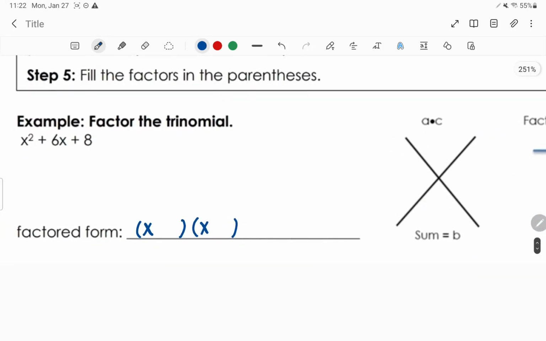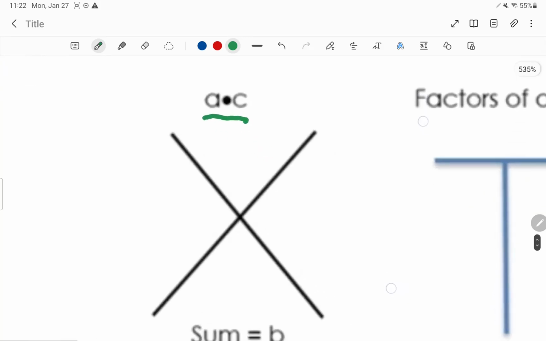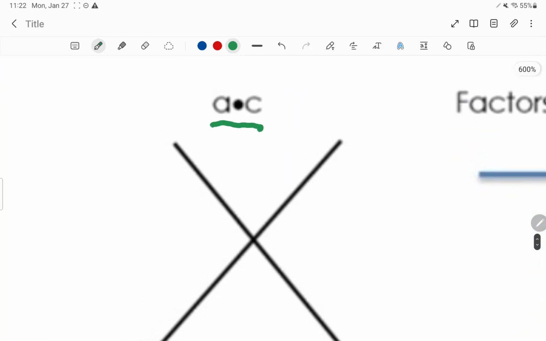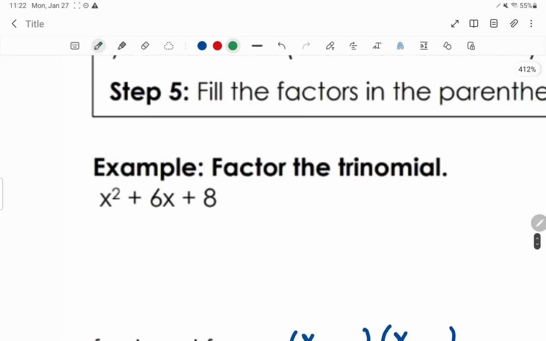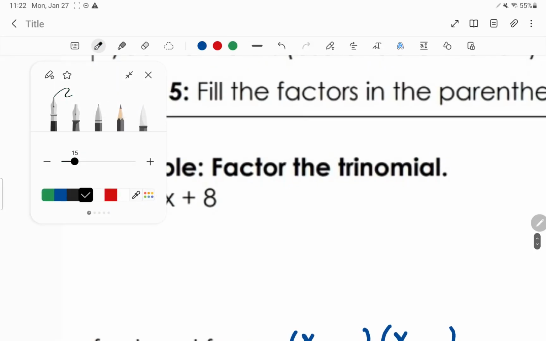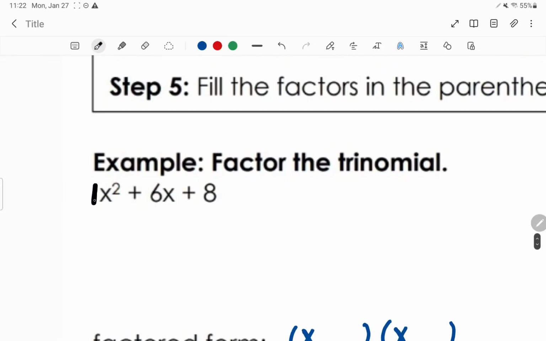Now, they're telling us what to multiply, so that's not very difficult. So they're telling us I need to multiply A and C. I multiply A and C, and that goes on top. Now, what is A, what is B, and what is C? So let's label them. This is the same thing that we were doing with quadratics. So there should be a 1 in front, so that's A. The 6 is going to be B, and the 8 is going to be C.